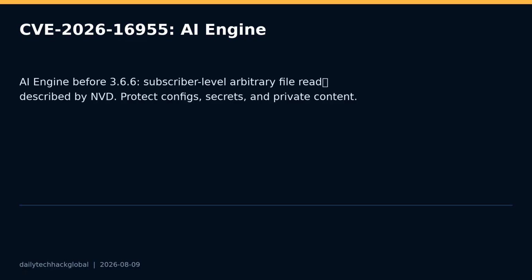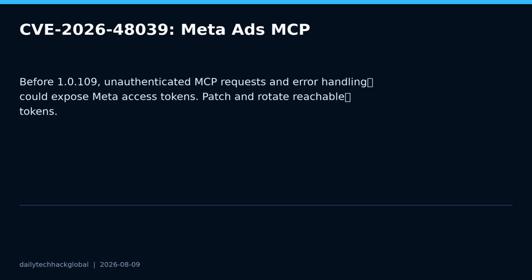Third, CVE-2026-48039 in Meta Ads MCP before 1.0.109. This model context protocol server lets AI assistants run Meta Ads actions. NVD and the GitHub advisory describe unauthenticated streamable HTTP requests reaching downstream MCP tool handlers, plus error paths that could expose fallback Meta access tokens. The fix is version 1.0.109.